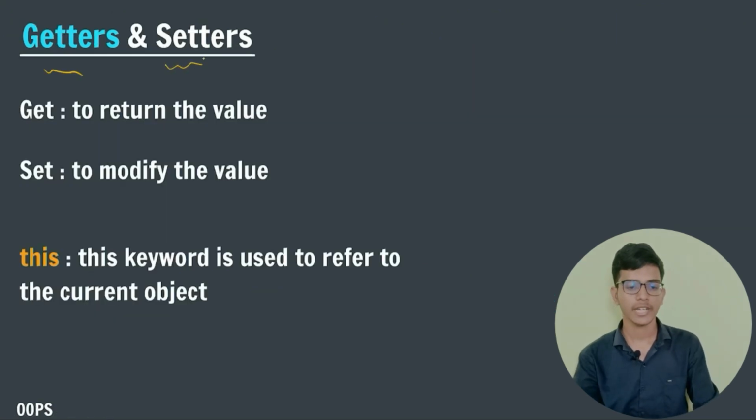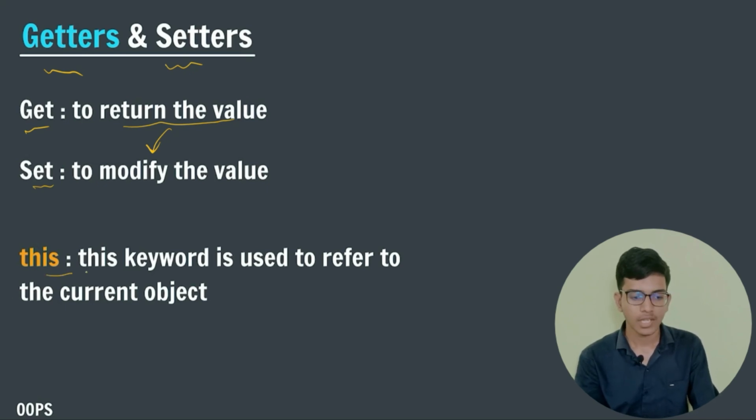Now let us talk about getters and setters. The get keyword, or getter, is used to return the value of particular data. To return the value of a given attribute or property, we use get. Set is used to modify the given value. Suppose there is a value called x, and if you want to modify that value, then we use the set keyword. The this keyword is used to refer to the current object. Now let us understand get, set and this keyword in detail by writing pseudocode.